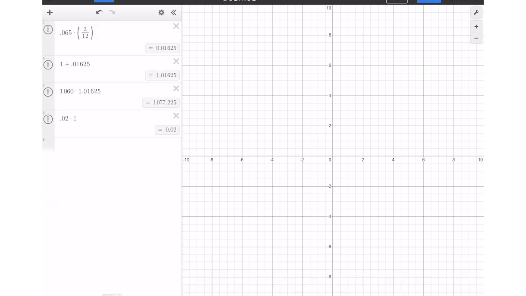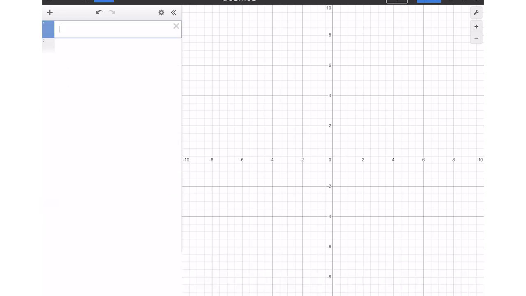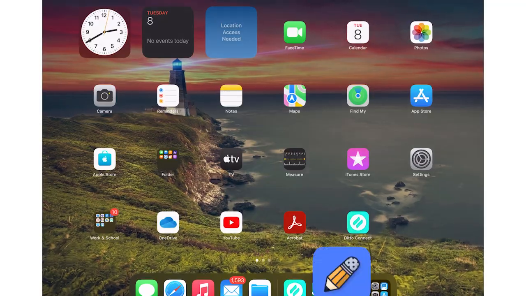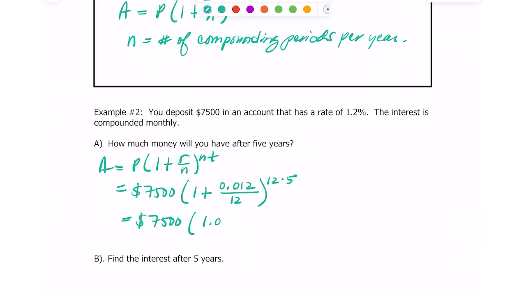Okay, I'll get rid of some of this stuff. So working inner to outer, we have first 0.012 divided by 12. And then I'm going to add 1 plus that number. So that gives me the inside. Inside the parentheses, I have 1.001. And then it's to the 12 times 5, or 60th power.